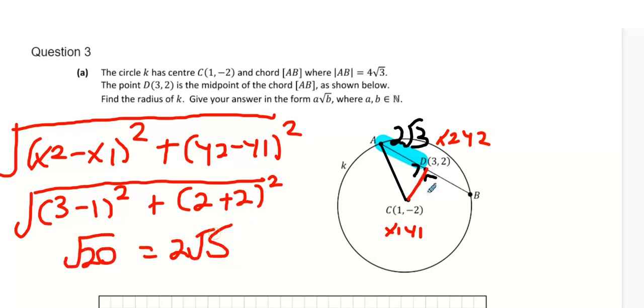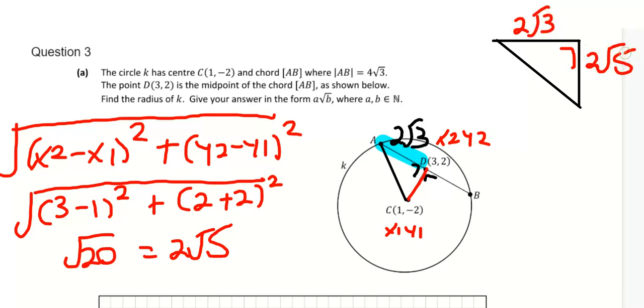So we have the red line now, don't we? So we have 2√3, and we also have 2√5. And all that's left to find is the radius. So that's 2√3, that's 2√5. This went for 15 marks. And that's your radius right there.